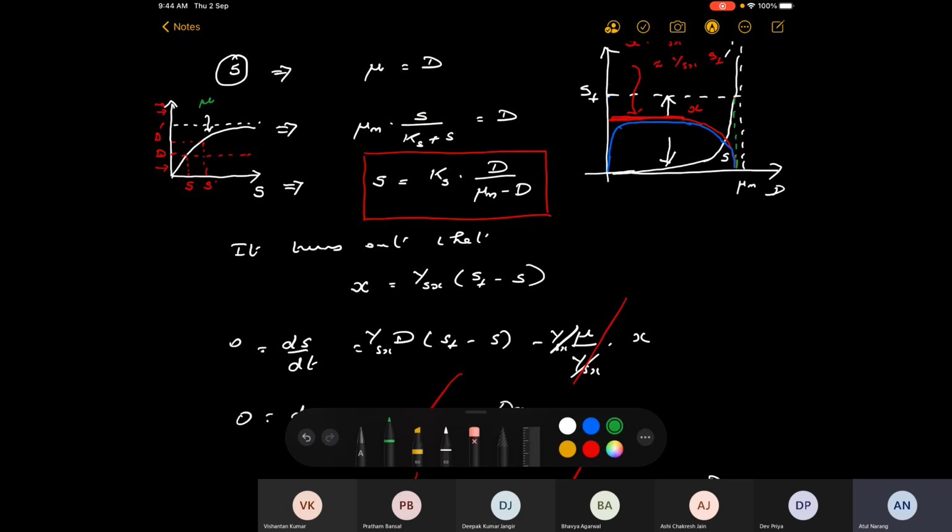So, for example, if I take any particular d, I get this intersection point. And then if I take a slightly bigger d, I get a slightly bigger intersection point. And if I make it bigger than mu m, then you can see there is no intersection point at all, which is exactly what is predicted by this model. There is no positive intercept.